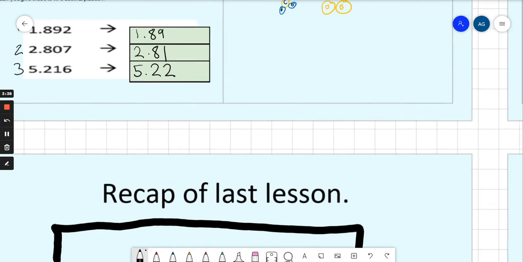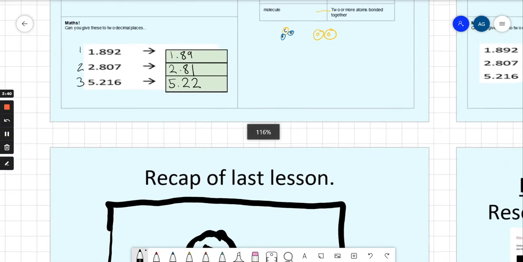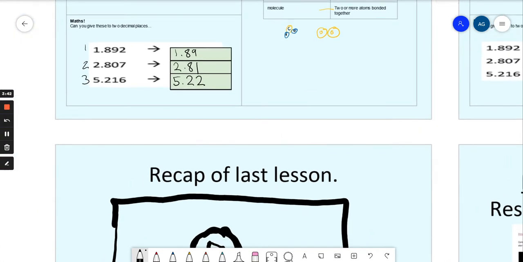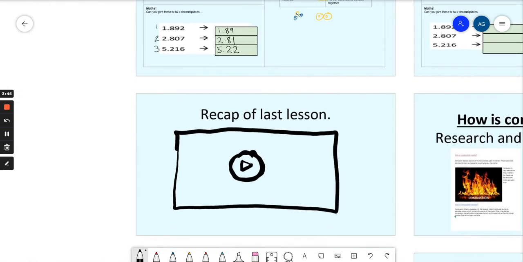Now, you might want to pause this video and go back to your Google Doc, where you'll find a recap of last lesson. So there'll be a video explaining balancing equations in more detail and a few videos on combustion.